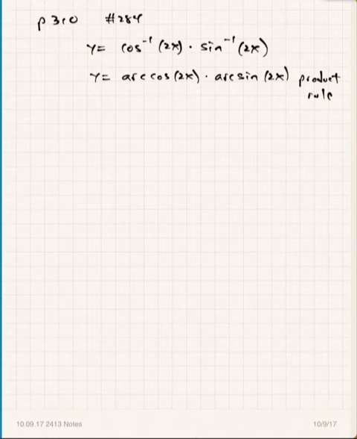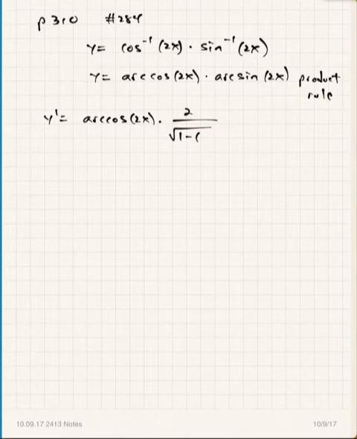Right, so the derivative there, y prime, would be the first function, arc cosine of 2x, times the derivative of arc sine. But the derivative of arc sine is u prime, so u is 2x there. So u prime would be 2 over the square root of 1 minus u squared. So it would be 1 minus 2x quantity squared, like that.